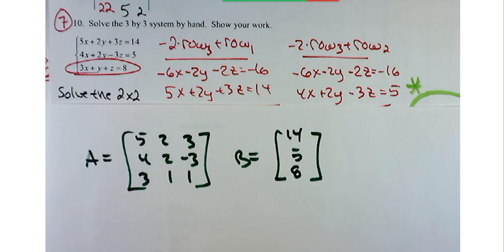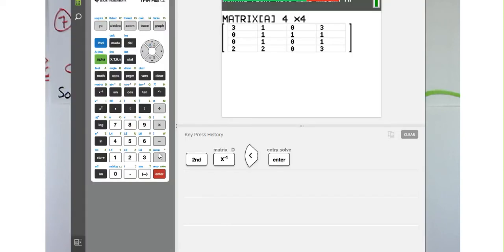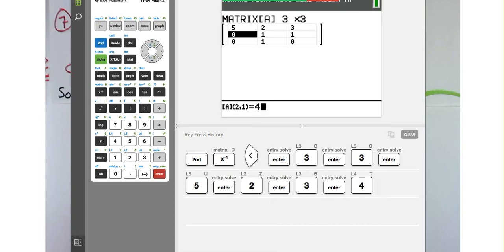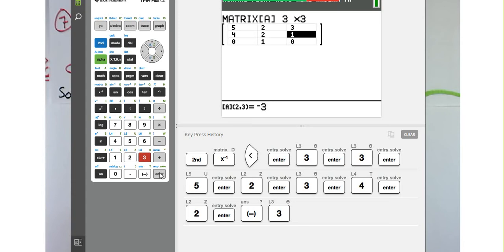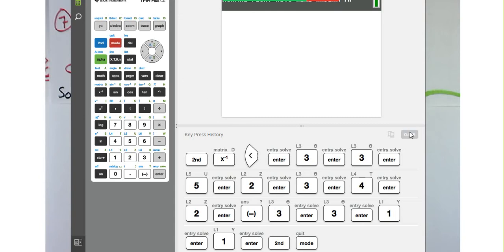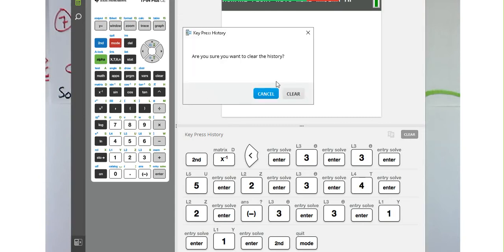In any case, I want to calculate A inverse B, but I have to type in the matrices first. This is going to be a 3-row and 3-column matrix. So I want to type in a 5, a 2, 3, 4, 2, -3. Make sure you use the negative key on the bottom of your calculator, not the subtraction key. And then 3, 1, and 1. When you're done with that, exit out of here. Quit. We have to enter another matrix, so I'll quit and do this again.